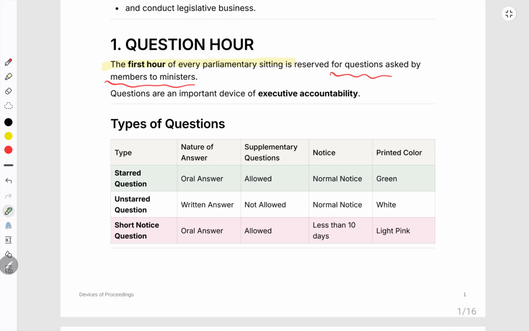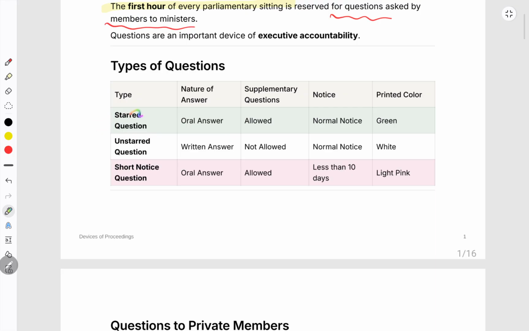Okay. And there are three different types of questions. First is the starred question, second is unstarred, and third is short notice question. So starred question requires an oral answer, okay, and short notice question also requires an oral answer. So because an oral answer is required, these questions can be followed by supplementary questions. ठीक है, so ये starred question या short notice question अगर पूछा जा रहा है तो इसका answer जो minister को वो orally देना है and इस question के ऊपर supplementary questions can also be asked, so that is allowed. Okay, so that is for starred and short notice question.